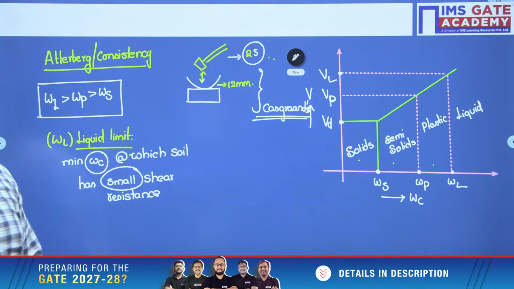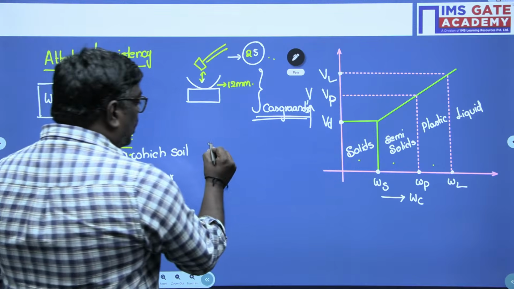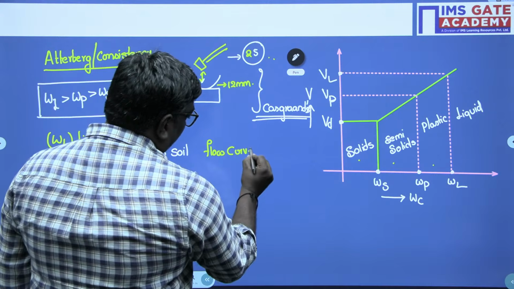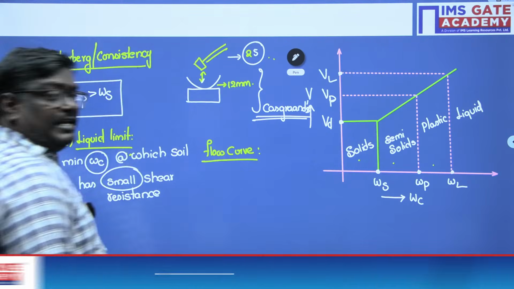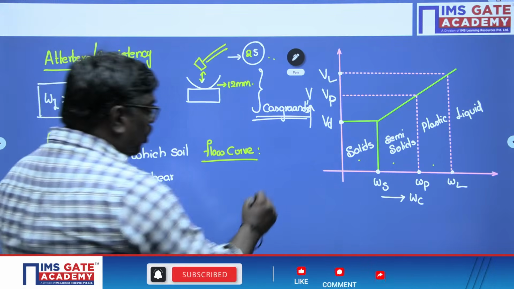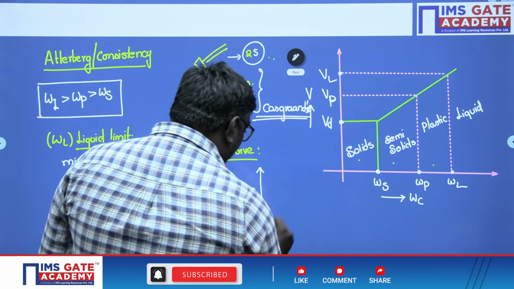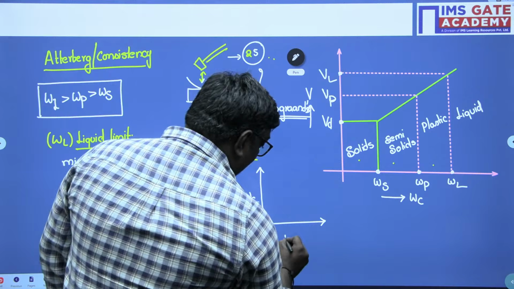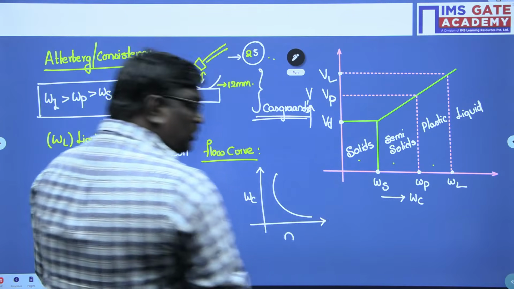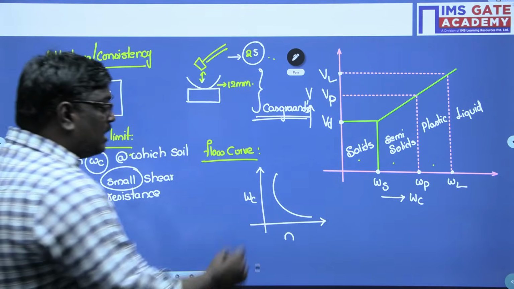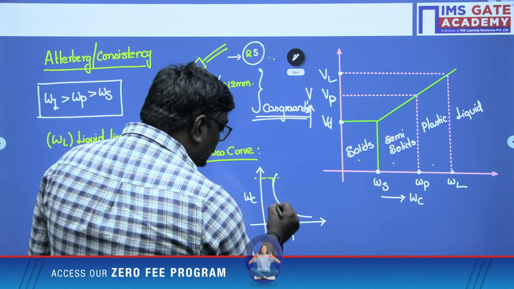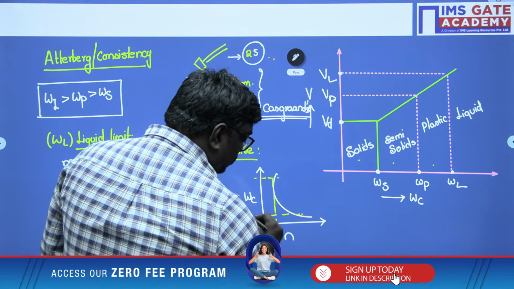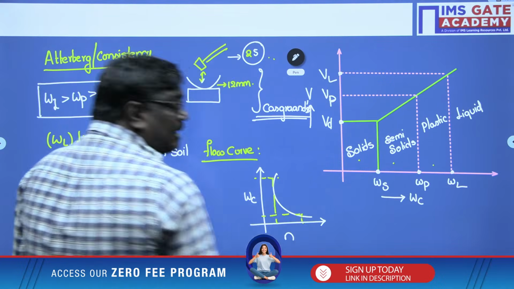Now, my dear students, we also have a concept called flow curve. What is flow curve, sir? Flow curve is a graph drawn between water content and number of blows. So usually what happens, students, the more the water, the lesser the number of blows. Lesser the water, more the number of blows.